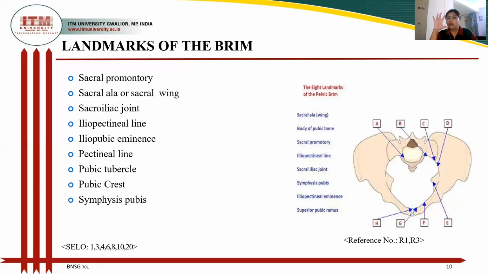Different books differ, but almost all of them have 8 landmarks only. You should remember these 8 landmarks. Which are those 8 landmarks? Sacral promontory, the sacral ala or wing, the sacroiliac joint, iliopectineal line, iliopectineal eminence, pectineal line, pubic tubercle, pubic crest, and symphysis pubis. Or even in some of the books they say upper inner border of the symphysis pubis and upper outer border of the symphysis pubis also. Different books may say different things, but the symphysis part is the one part.